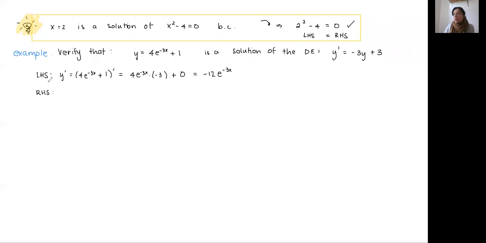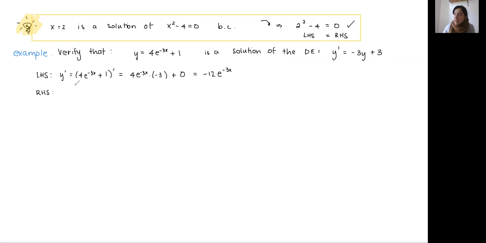All right, so I've verified the left-hand side. Now I'm going to plug y into the right-hand side, and if I get the same thing, then that means that for this particular choice of y, the left-hand side and the right-hand side are the same, which means that this particular choice of y is a solution of the differential equation that I have. To be a solution to the differential equation means it makes both sides equal.